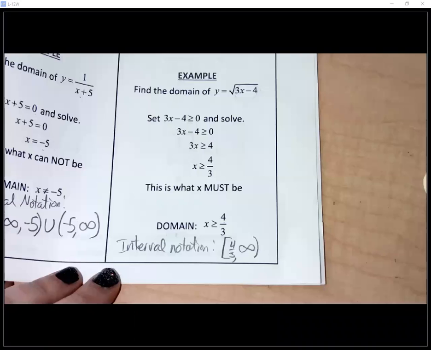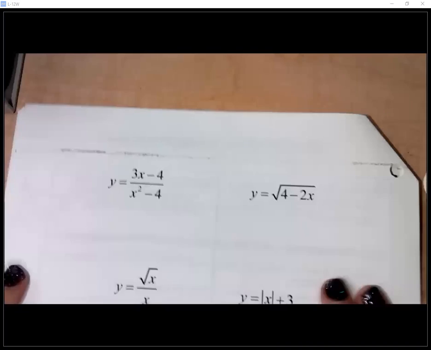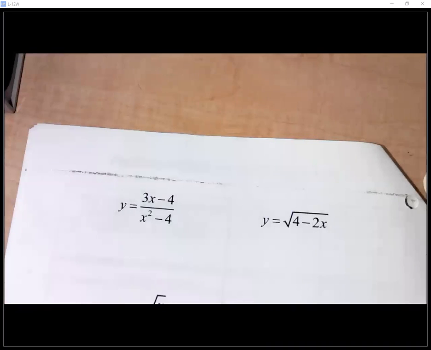Okay. All right, let's see what the next page has in store for us. Oh, yeah. So let's do this first.